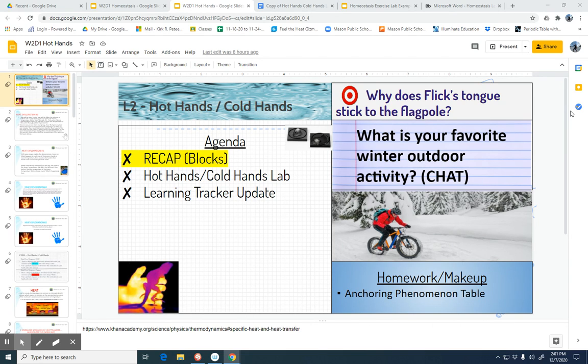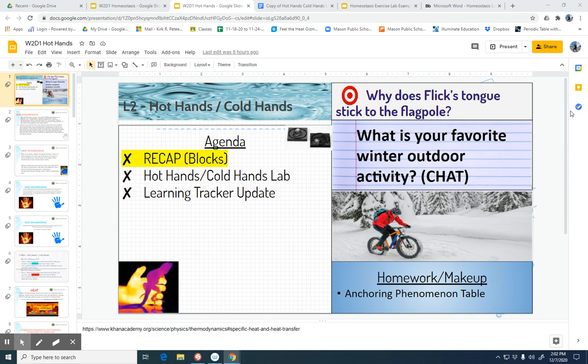In chemistry, we did an activity today called hot hands, cold hands, again to reinforce how heat is moving between different objects. In this case, we used water. We used three different types of water: tap water, cold water, and hot water. Should say tap water was our room temperature water. My bad. Again, we used room temperature water, cold water, and hot water.